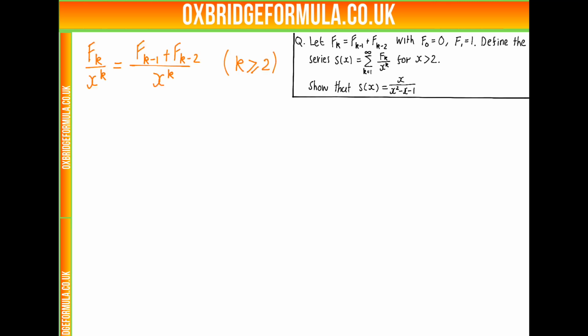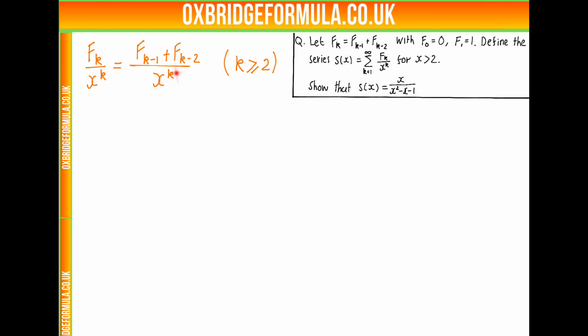So what are we going to do? Well, the only thing we've really got is f_k equals f_{k-1} plus f_{k-2}. So we're going to have to substitute this information into here somehow. So f_k over x to the k is equal to f_{k-1} plus f_{k-2} over x to the k. The important thing is that k has to be greater than or equal to 2 here, because if k was 1 or 0, f_{k-2} makes no sense. So this is what we've got.